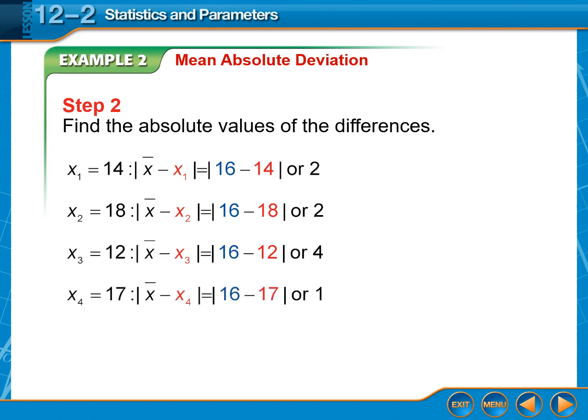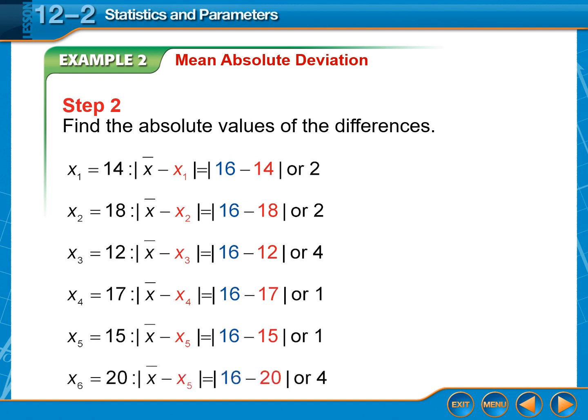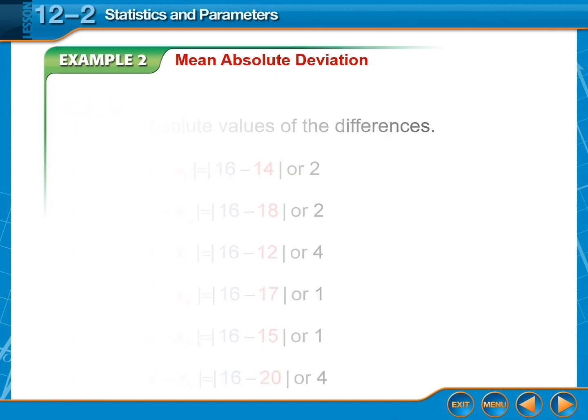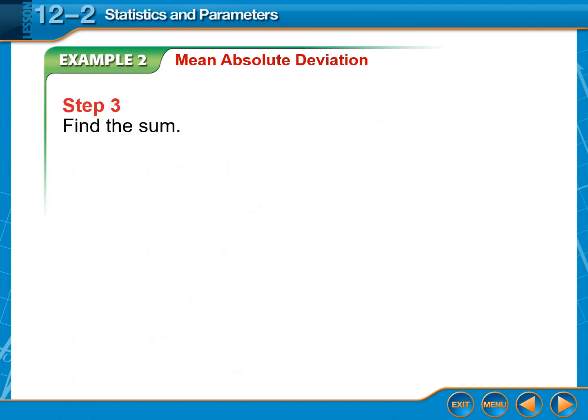The absolute value of 16 minus 17 is positive 1. All right, the absolute value of 16 minus 15 is positive 1. Remember, I know 16 minus 17 is negative 1, but once you take the absolute value, it becomes positive 1. Keep that in mind, okay? And then the last data point, 16 minus 20 is negative 4, but the absolute value of negative 4 is positive 4.